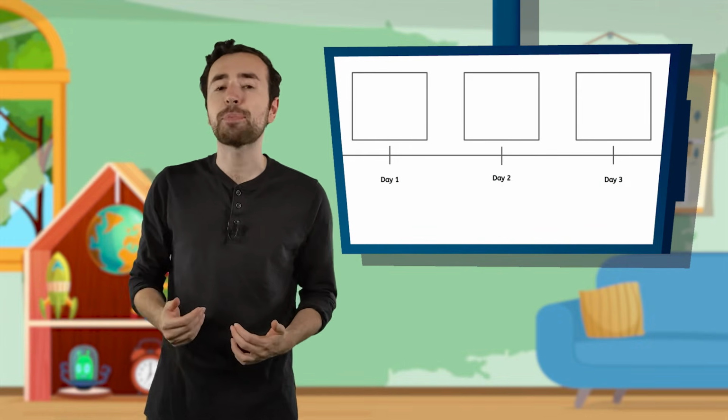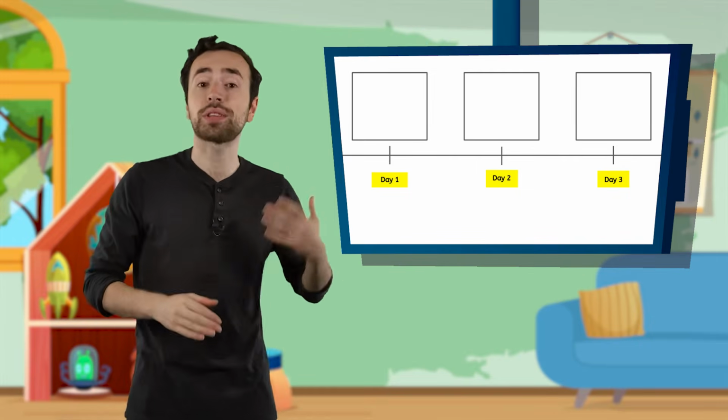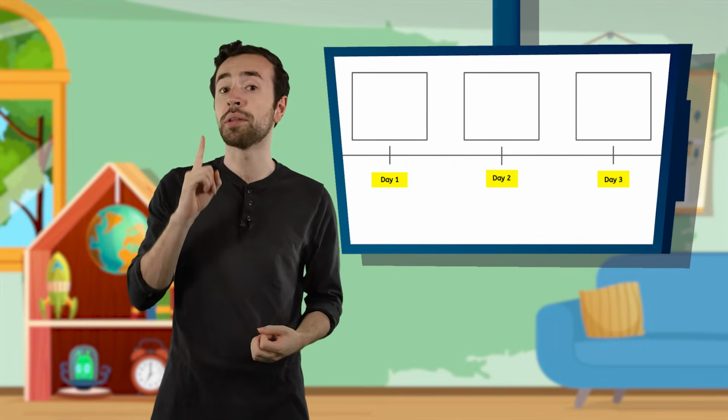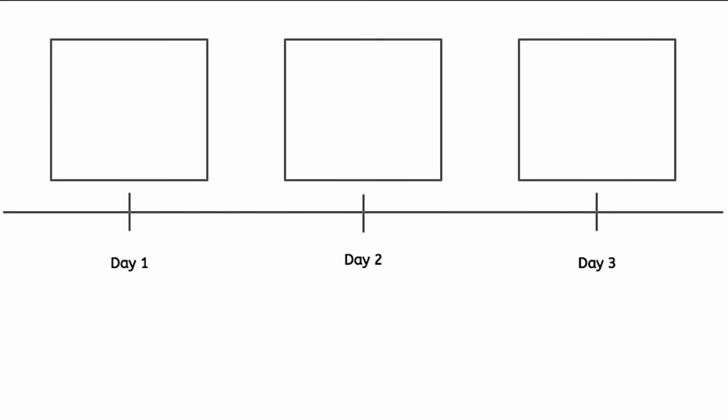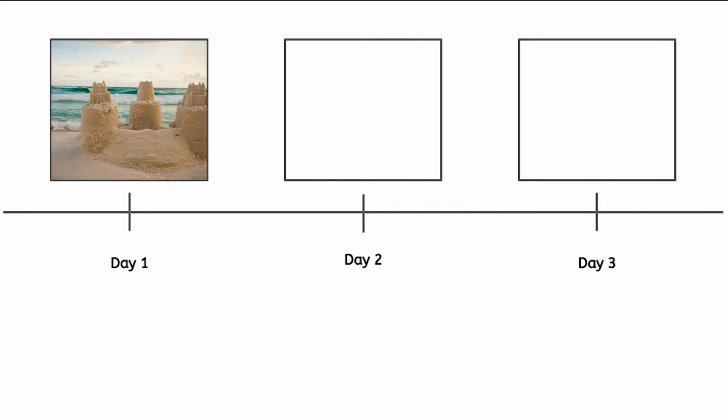My story happened over 3 days, so each point on my timeline will represent 1 day. So let's start with the first day of my vacation. On the first day of vacation, I relaxed on the beach and I made a sand castle. It was a lot of work, but so fun to see the end result. We'll add this picture to our timeline. Now we can see that I built a sand castle on the first day of my vacation.